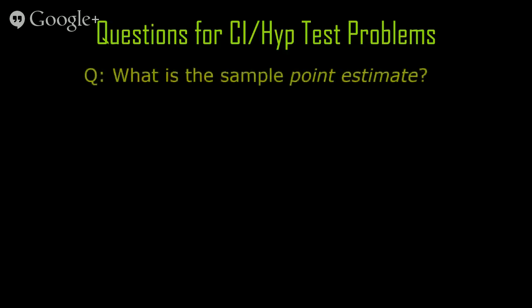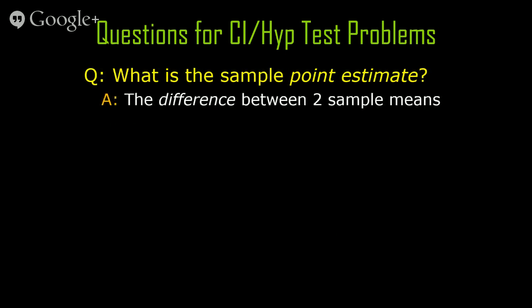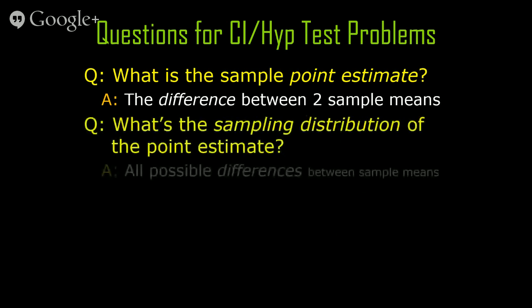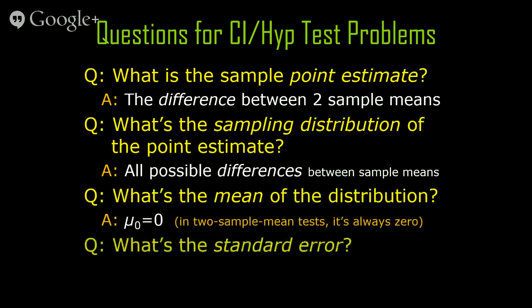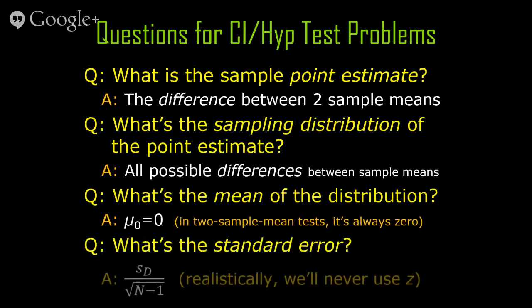So all these questions: what's the sample point estimate? The difference between two sample means, or the mean of sample differences. The sample point estimate is the difference between the two means, or the mean of the difference scores. What's the sampling distribution? All possible difference scores, difference means, or all possible means of differences. It's equivalent, whichever one you want to say. What's the mean of that distribution? 0. It's always 0 in two sample situations. And what's the standard error? Easy. Standard deviation of the differences divided by the square root of n minus 1.